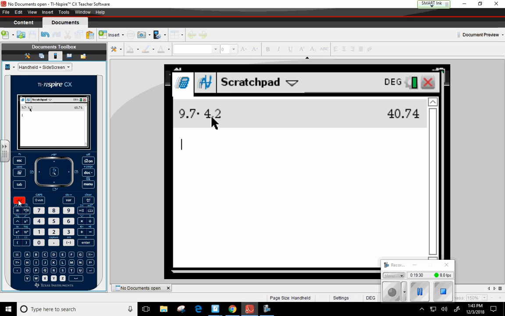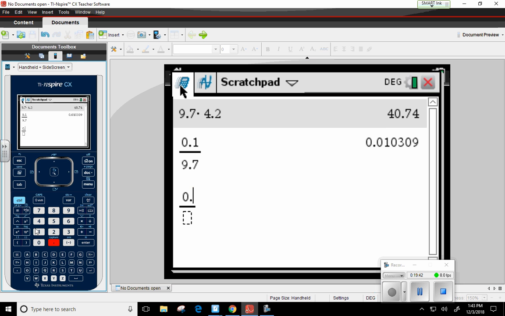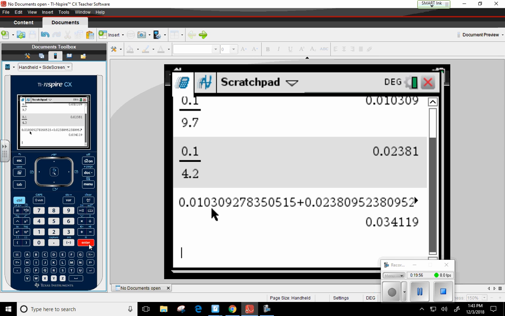So 0.1 over 9.7. Okay. There's the first one. And then 0.1 over, what was it, 4.2? Okay. That's going to give me this one right here. So I'm going to take that decimal, plus the other decimal that I just got. And see, if I had multiplied by 100, well, then we'd be looking for about 3.4%, because the 100 would have given me the decimal over there. But that's the percentage that I want to take of the product that we just got. So that's why we're going to go ahead and not worry about multiplying by 100.